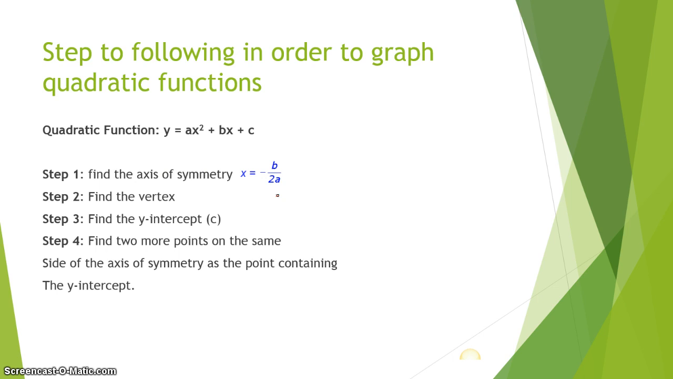We then are going to find the vertex. Our third step, we're going to find the y-intercept, which is that c in the equation. Then we're going to find 2 more points that would fall on the graph. The 2 points would be on the same side of the axis of symmetry as the point containing the y-intercept. So we're going to look at some examples of this.